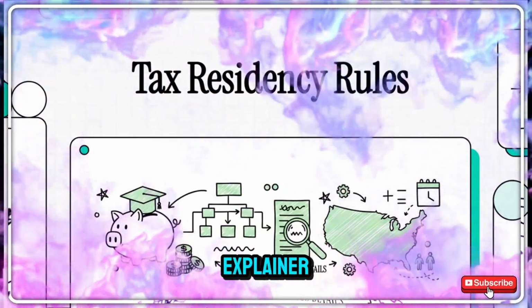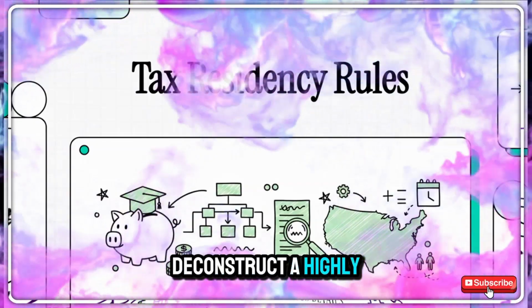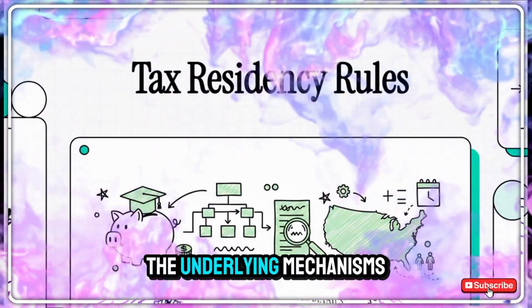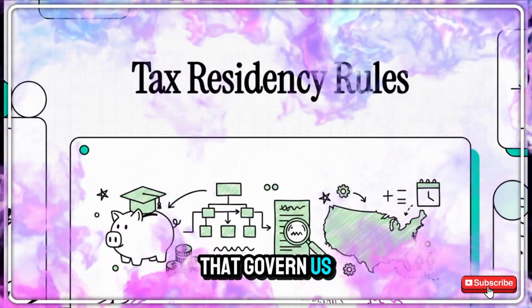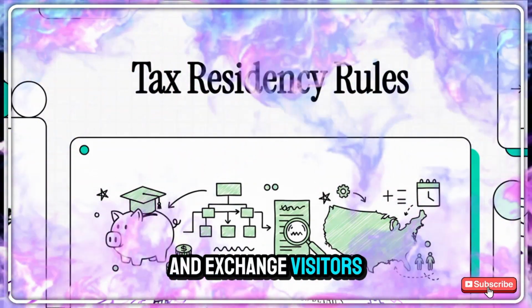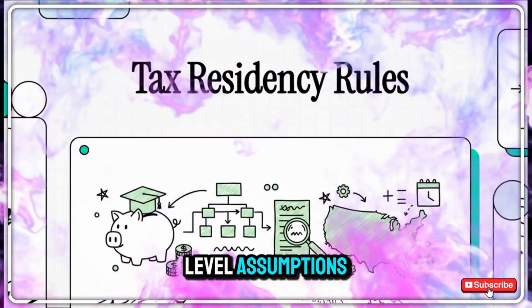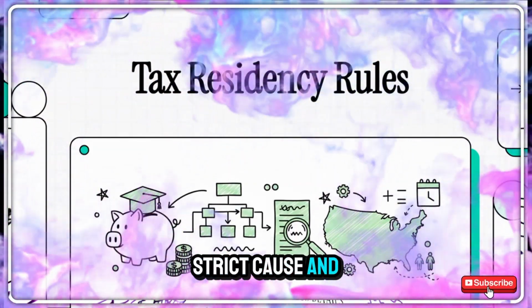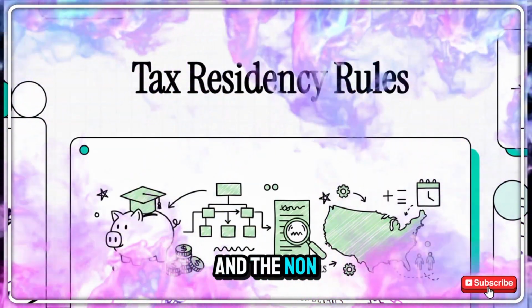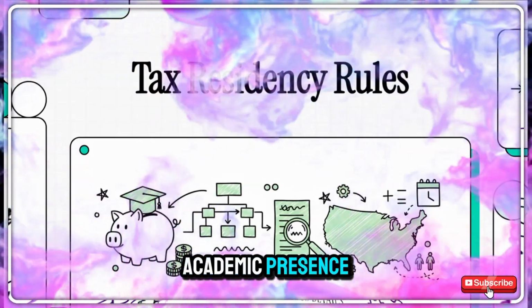Welcome to today's Explainer. We're going to dive right in and logically deconstruct a highly complex system, the underlying mechanisms that govern U.S. tax residency for temporary educational and exchange visitors. Today, we're totally bypassing those surface-level assumptions to examine the strict cause and effect relationships and the non-obvious details that financially regulate a temporary academic presence.